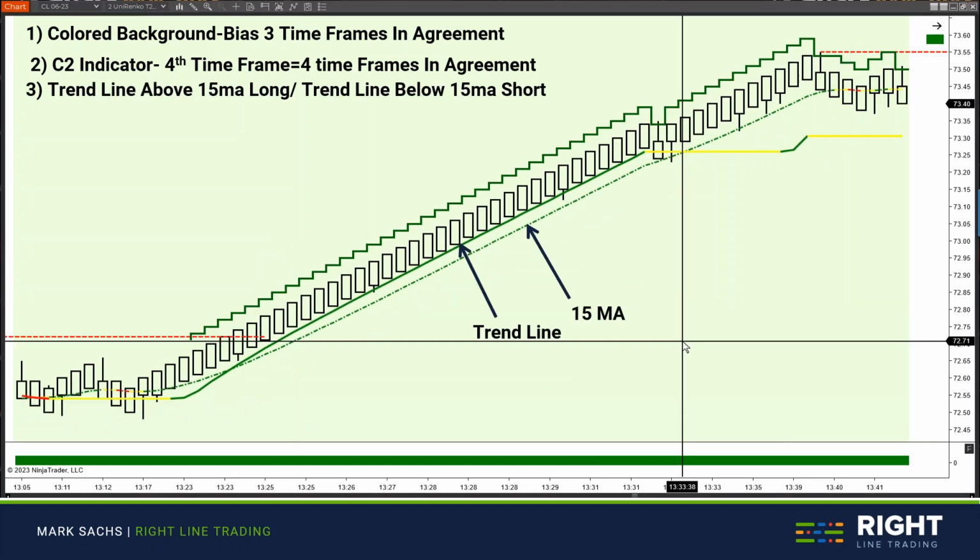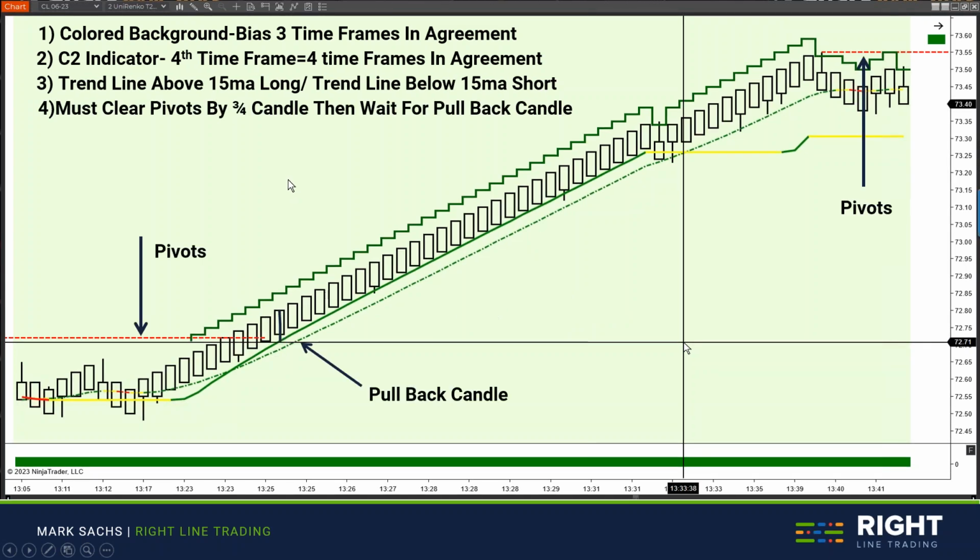The next thing is the solid line is our trend line. And the line before it, we just call the 15. Right? So we always want to have going up the 15 below the trend line and going down the trend line below the 15 for a short. The next thing, so we have these pivots that are drawn on the charts, and we also have higher time frame support and resistance areas.